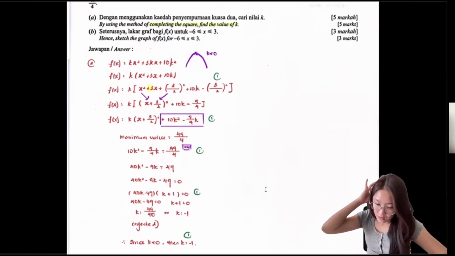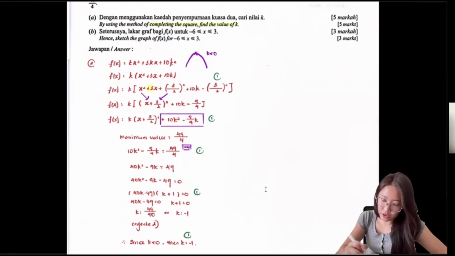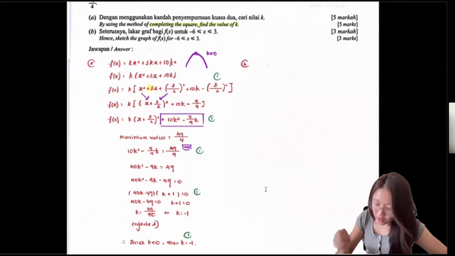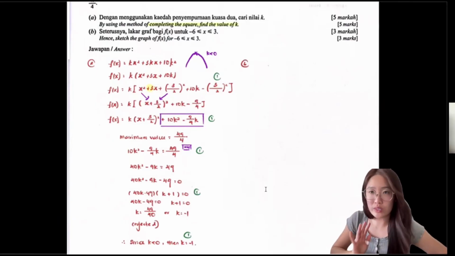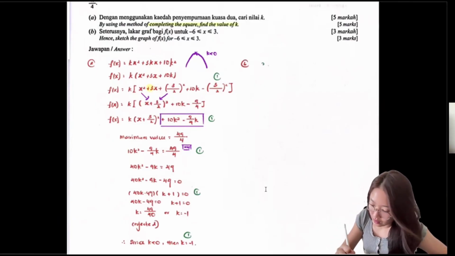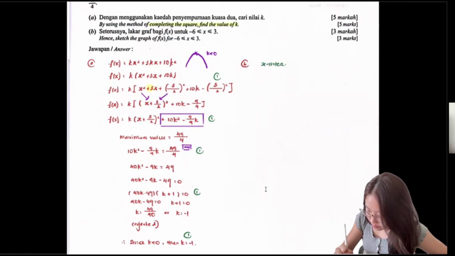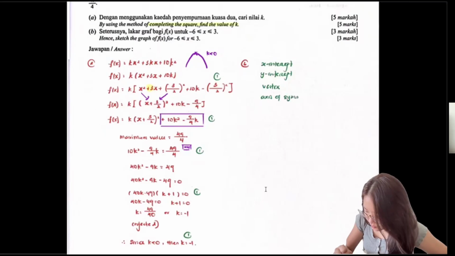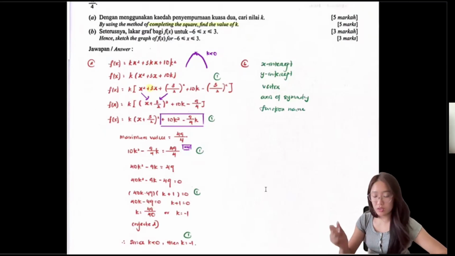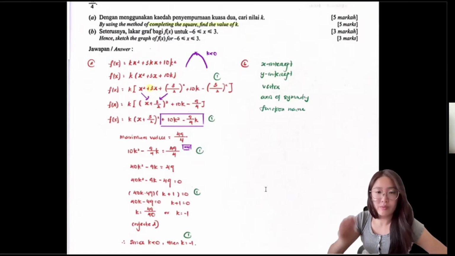Okay, this is A. And then B, they want us to sketch. Okay, guys, for sketching, there are 5 things you always need to label. Number 1, x-intercept. Number 2, y-intercept. Number 3, vertex. Number 4, axis of symmetry. And number 5, the function's name. 5 things you must label. When you get these 5 things, you are safe.